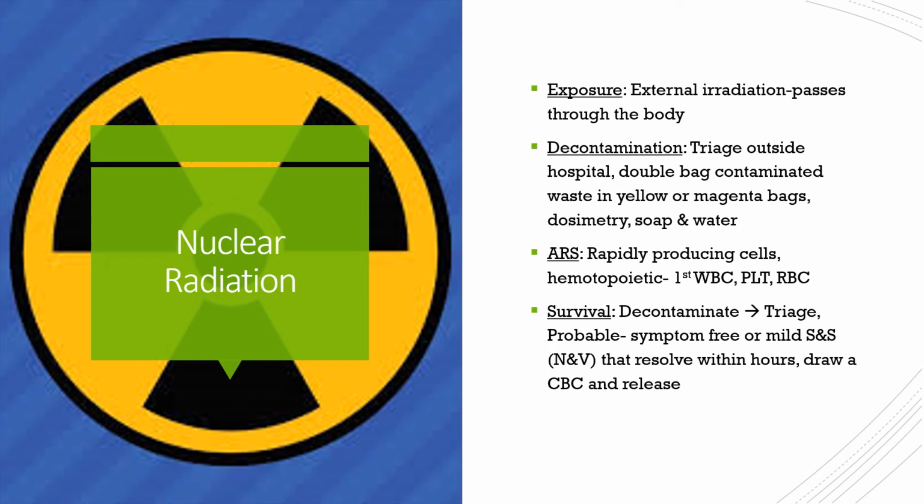So we can do contamination triage outside the hospital. They double bag everything. It's either in a yellow or magenta bag. Afterwards, they remove the clothing, wash first with water, and then you go to the next station and wash with soap and water. You have to use dosimetry. I never say this word right. Basically, there are those little badges that you see the x-ray techs wear to make sure that they haven't had too much exposure to radiation.